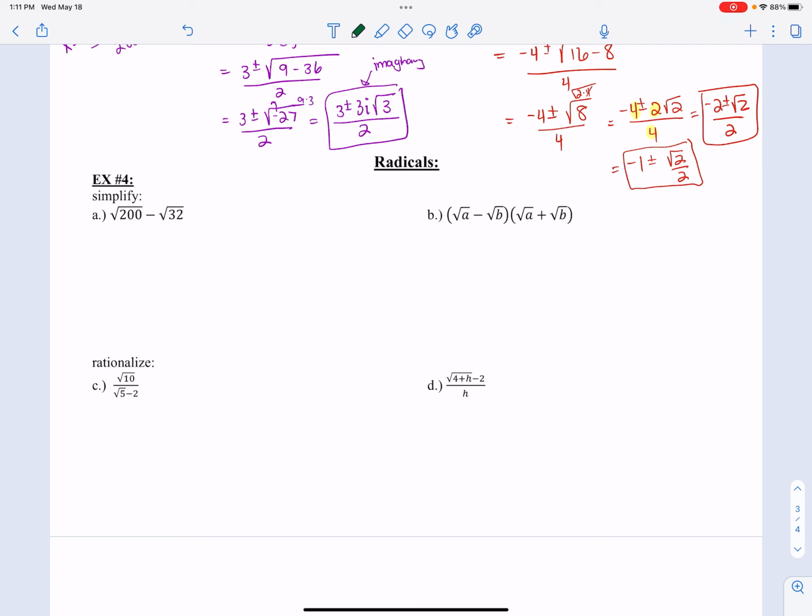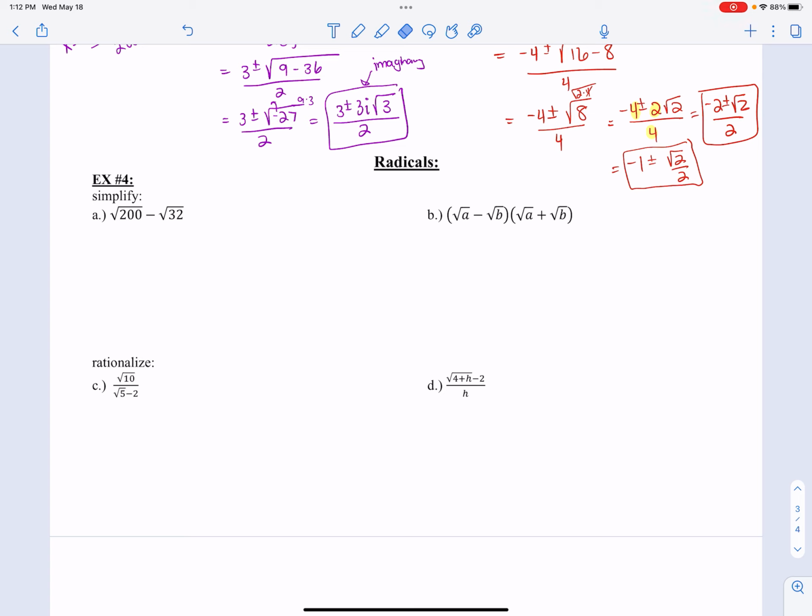Now, the rule for subtracting radicals is, if I had radical 3 plus 5 radical 3, that would be a total of 6 radical 3, right? I can only add terms with radical pieces as long as they're exactly the same. It's kind of like adding like terms, right? Your radical has to be alike in order to add or subtract. So I can't do anything in A with the square root of 200 and the square root of 32 the way it is, but these are both reducible.